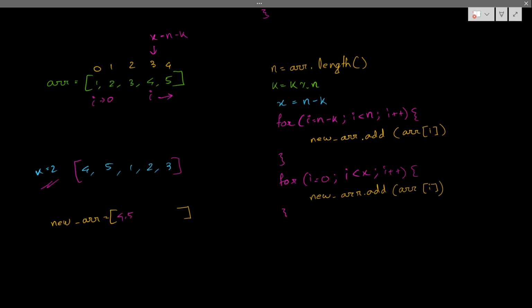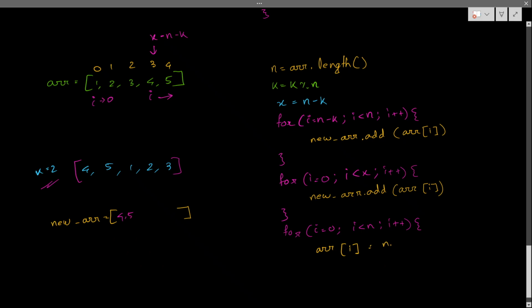And this is all. After that, again I have to iterate once, the whole array, to replace the actual array. If it is required, you have to replace the actual array, otherwise you can return this new array. So i equals 0, i less than n, i plus plus, and array of i equals new array of i.